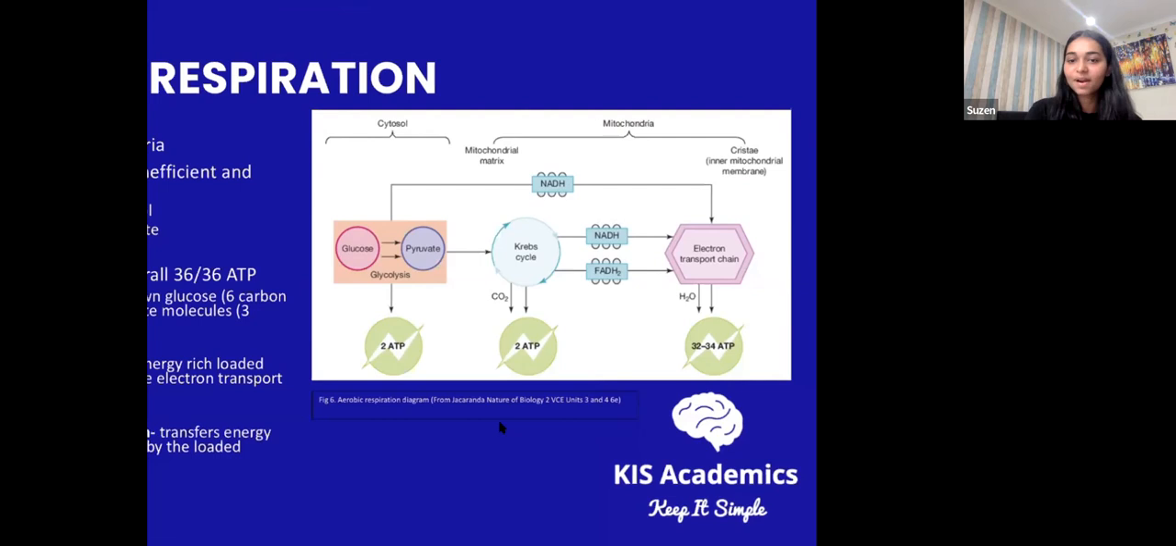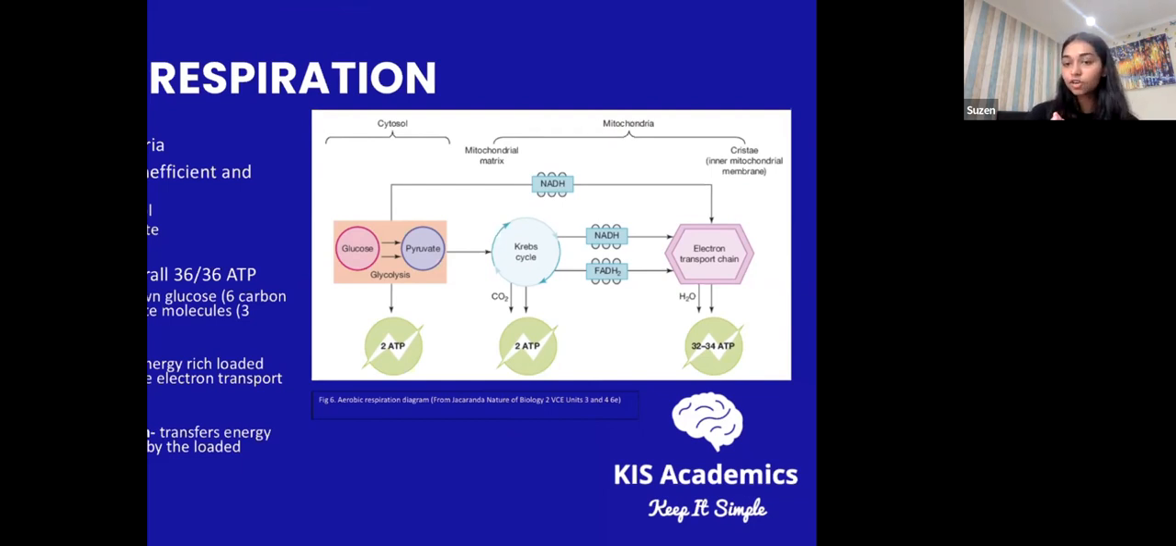So mitochondria is the powerhouse of the cell, but VCAA doesn't like that. If you write mitochondria as the powerhouse of the cell in the exam, you would lose marks. So you would probably need to say it's where energy is produced or where ATP is produced. And that pretty much highlights the main function of cellular respiration, which is to produce ATP, to be used by the cells or any reactions that happen outside the cell as well.